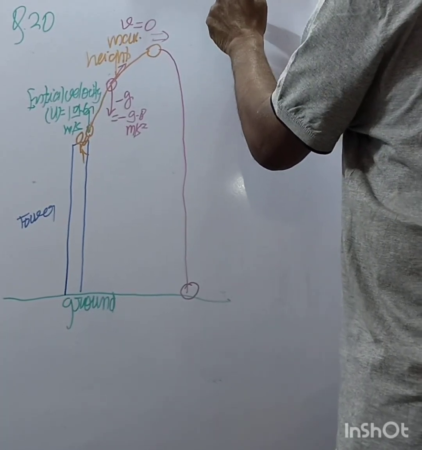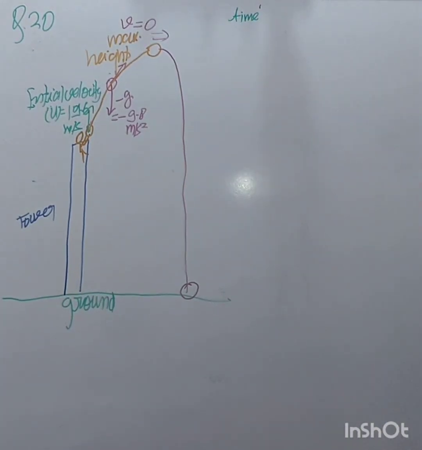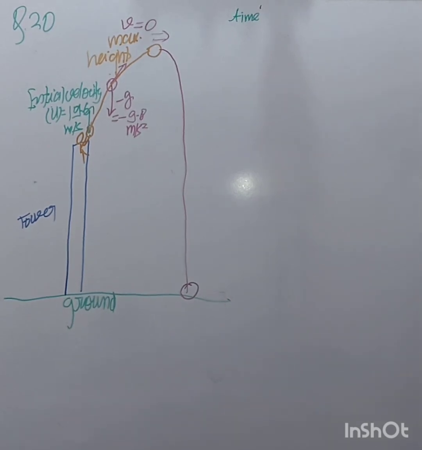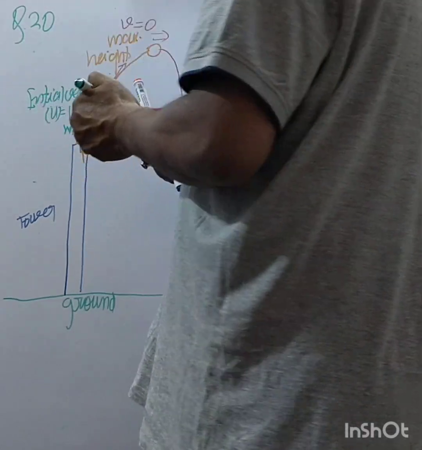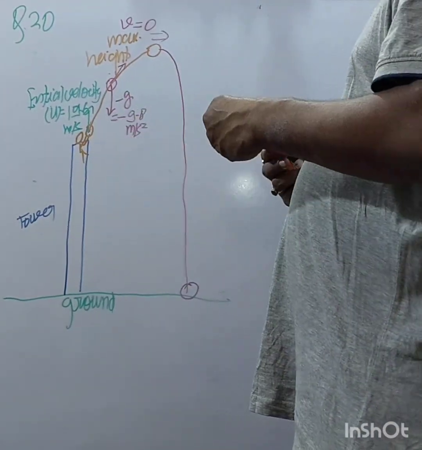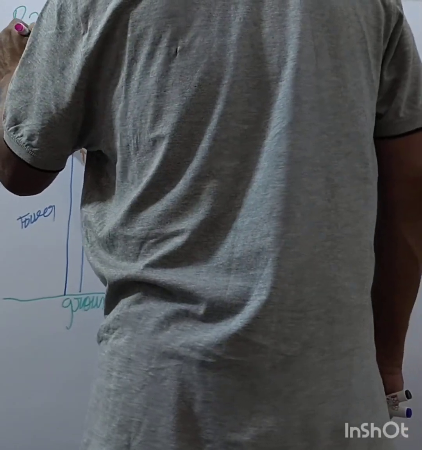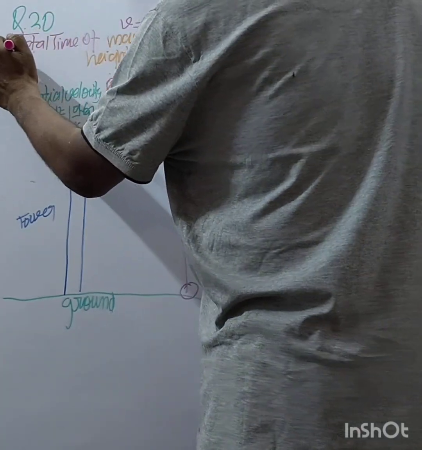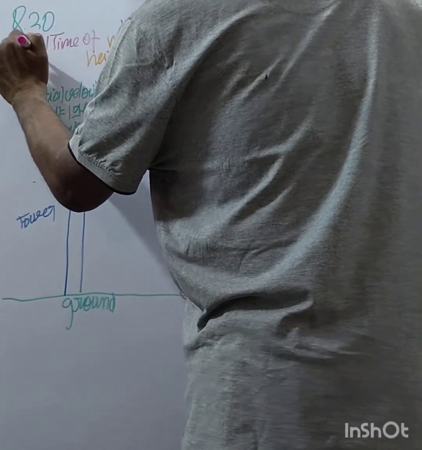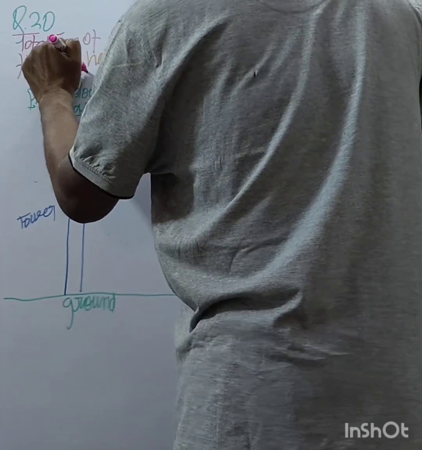Time. Total time might also be given. The ball reaches the ground after 5 seconds. 5 seconds, the total time of flight is equal to 5 seconds, right?